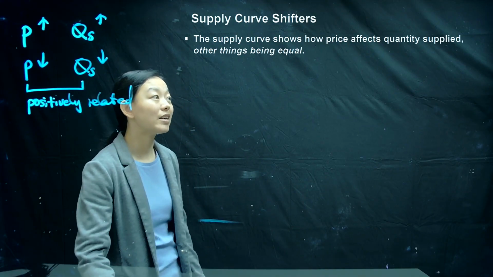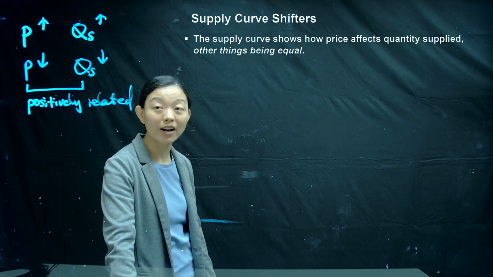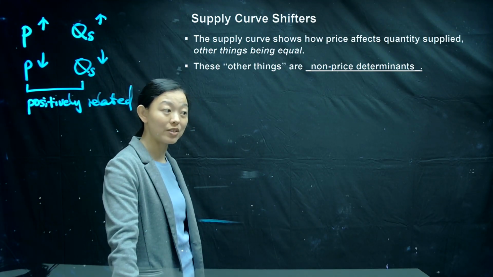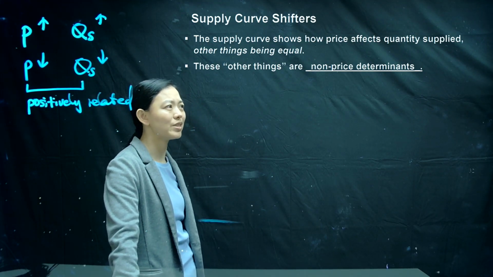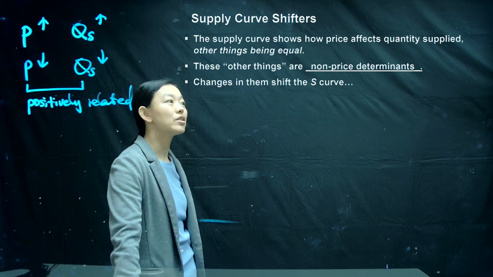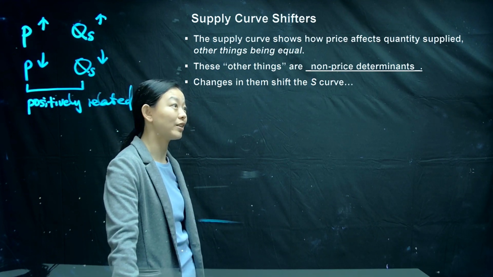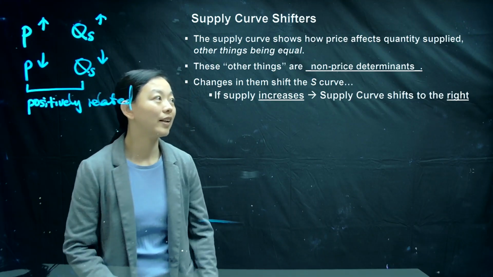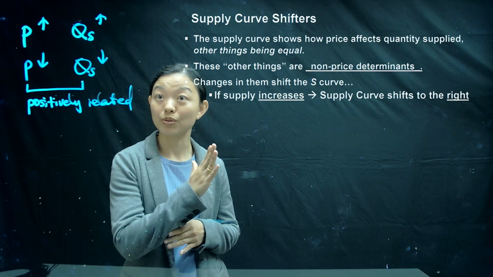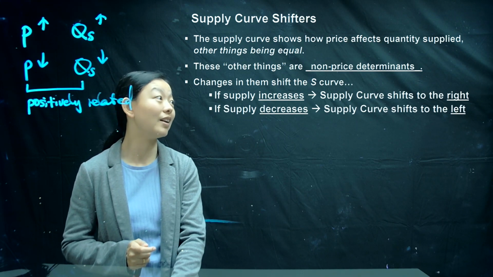So the supply curve shows how price affects the quantity supplied, other things being equal. Those other things are what we call non-price determinants. One of the most important non-price determinants will be cost. A change in those non-price determinants will actually shift the supply curve. If the supply increases, the supply curve will shift to the right-hand side. If the supply decreases, it will shift the supply curve to the left-hand side.